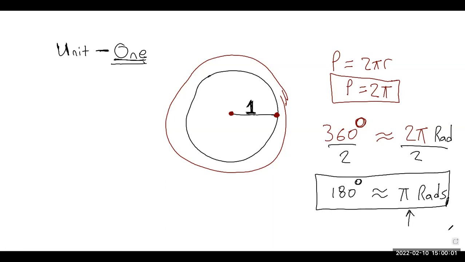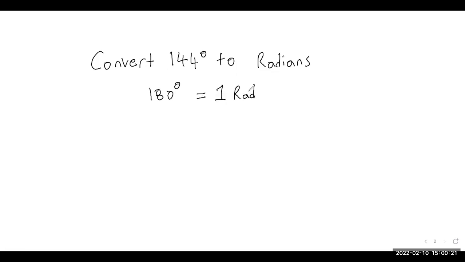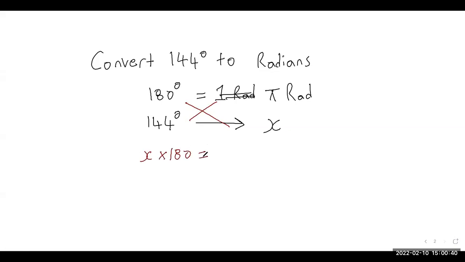So now, of course, they'll ask us questions like, convert 144 degrees to radians. What we always start with is what we know. We know that 180 degrees is equal to pi radians. So to convert 144 degrees, in chemistry a lot of teachers draw the arrow and put X, and then you cross multiply. So you'd end up with X times 180 is 144, and so X is 144 over 180.